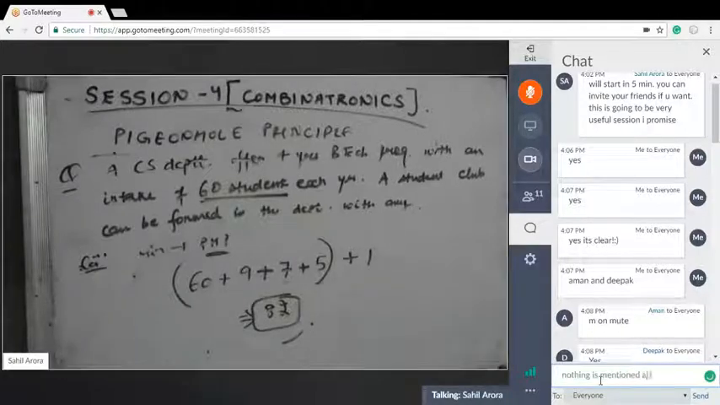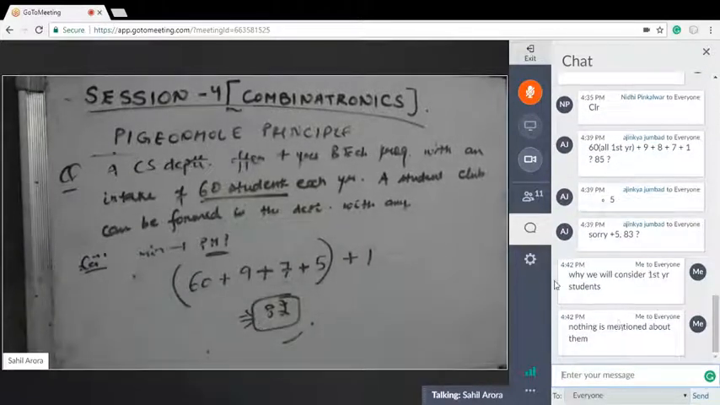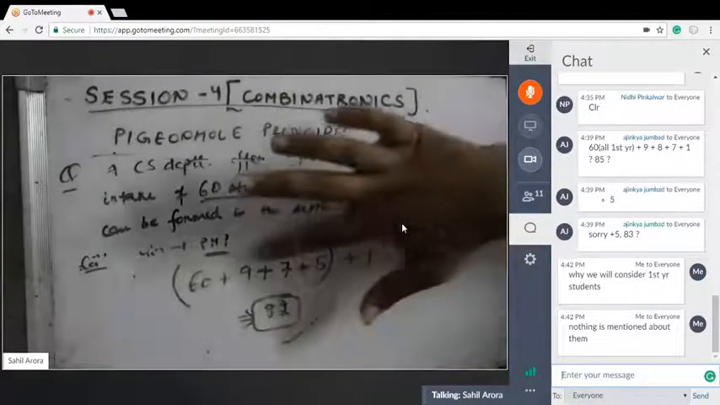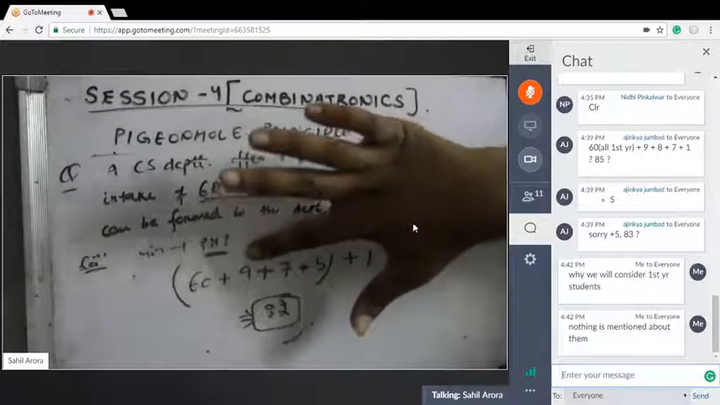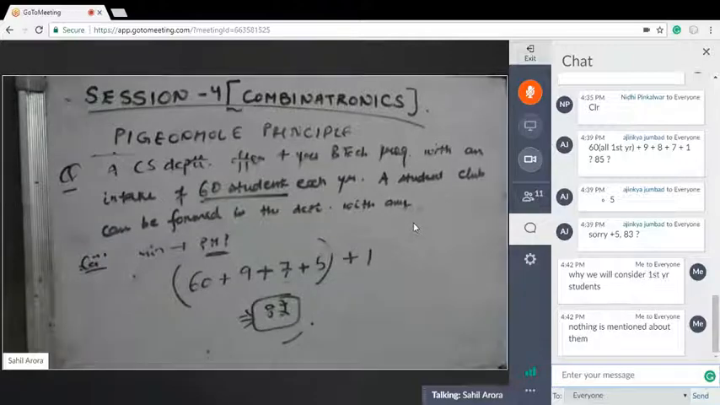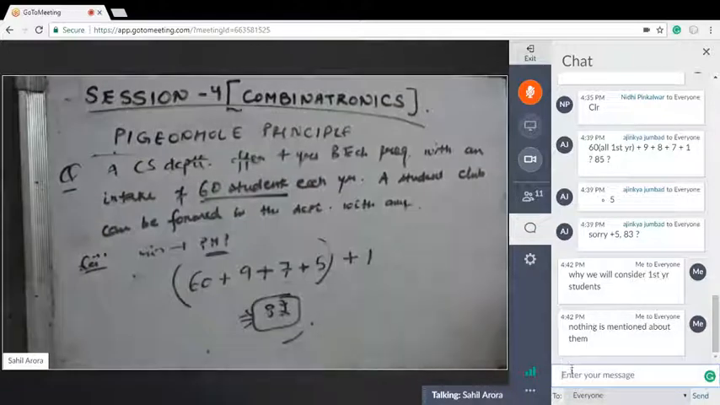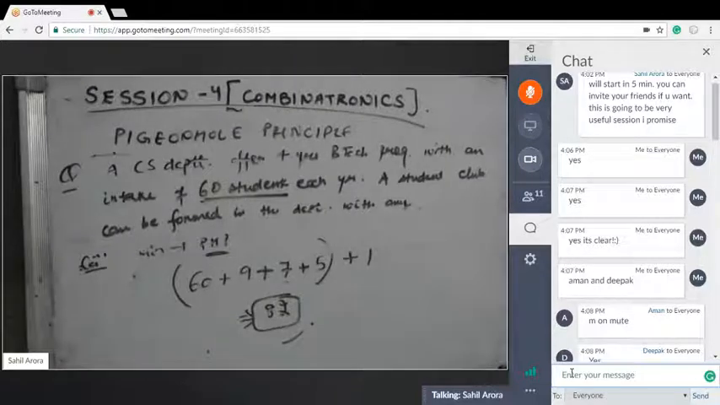So the Siddhant question is, why we will consider the first year students? Actually, the question says we need to form a student club. So the student club can be formed by first year students also. Sorry, second year students also. This is second year students, this is the third year students, this is the fourth year students. So I said this is first year, but this is actually second year. Sorry. So this is second year, third year, and this is final year. I think now it is clear, Siddhant.